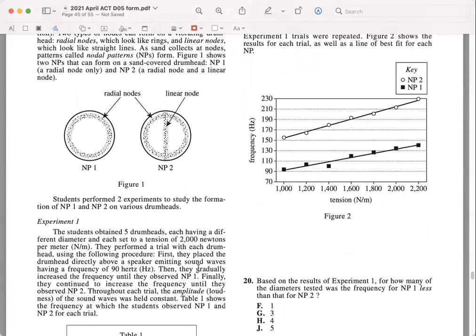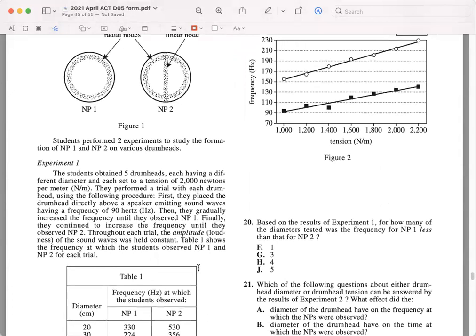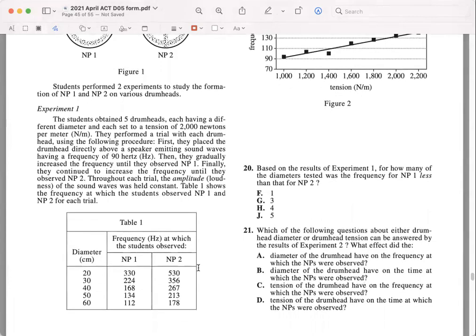Students performed 2 experiments to study the formation of NP1 and NP2 on various drumheads. The students obtained 5 drumheads, each having a different diameter and each set to a tension of 2000 newtons per meter. They performed a trial with each drumhead using the following procedure. First, they placed the drumhead directly above a speaker emitting sound waves having a frequency of 90 Hertz. Then they gradually increased the frequency until they observed NP1. Finally, they continued to increase the frequency until they observed NP2. Throughout each trial, the amplitude, the loudness of the sound waves, was held constant. Table 1 shows the frequency at which the students observed NP1 and NP2.